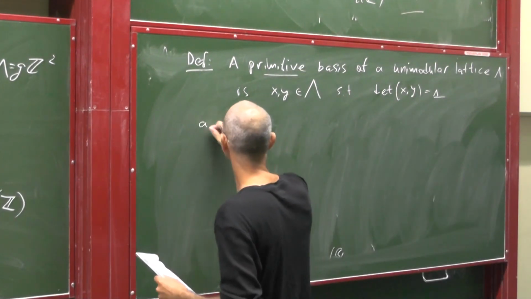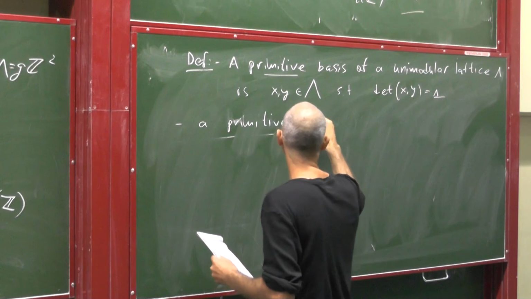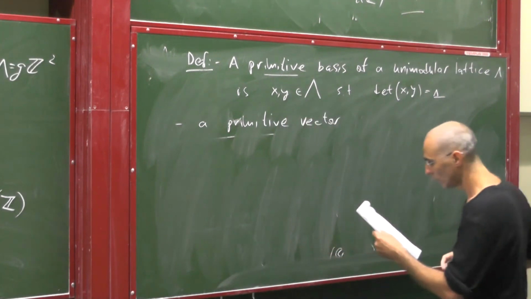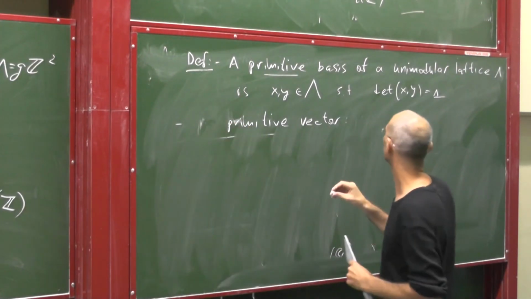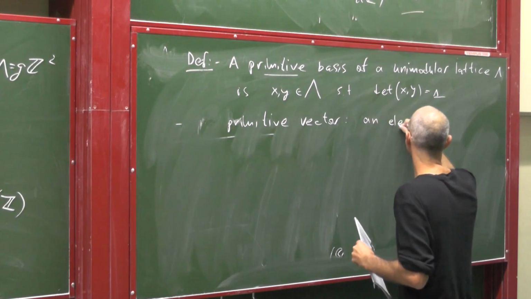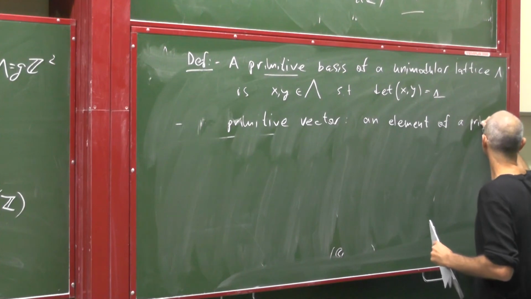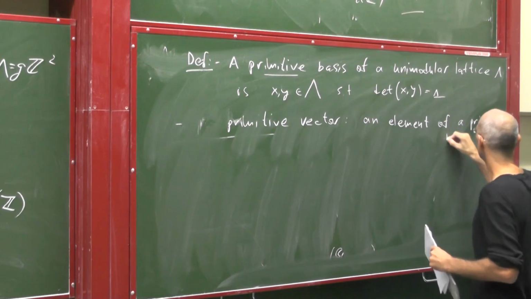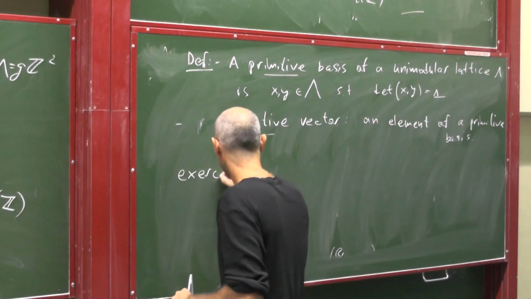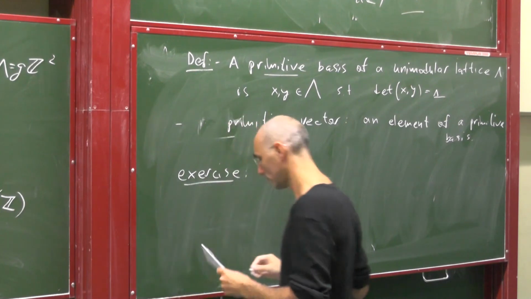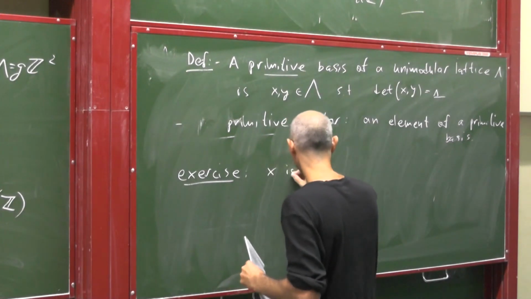A primitive vector, I can give you two definitions. An element of a primitive basis. So here's an exercise to end this class with.